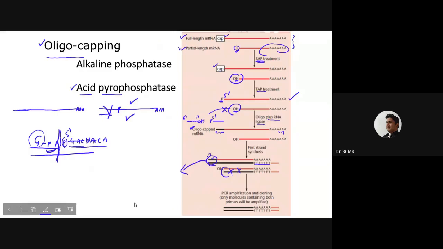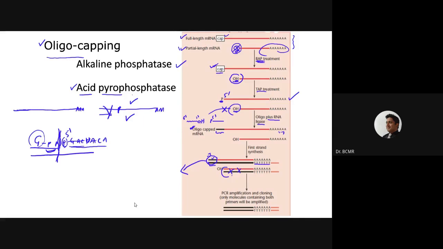The last one is the oligo capping. Here the objective is to get rid of broken mRNAs. Broken mRNAs will not have a cap. Instead, they would have a 5' phosphate. So treatment with alkaline phosphatase will get rid of the phosphate here. It will result in OH, whereas the full-length one with the cap will not be acted upon. Then we treat it with acid pyrophosphatase.